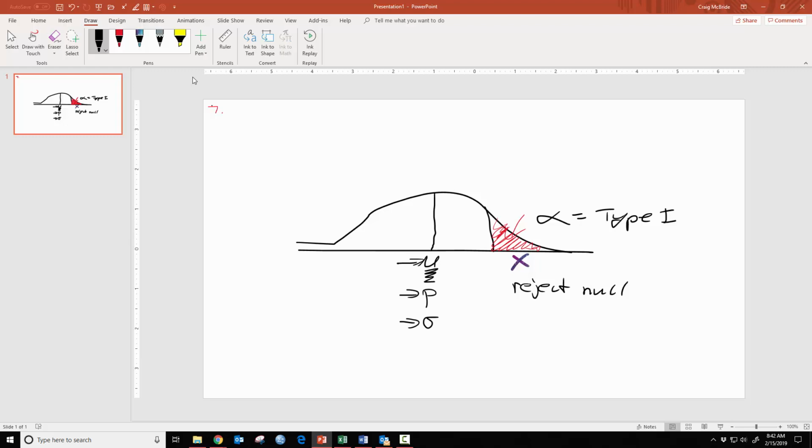And so that's a type 1 error. It's basically rejecting the null when you shouldn't. So you reject the null when the null is true. That's a type 1 error.